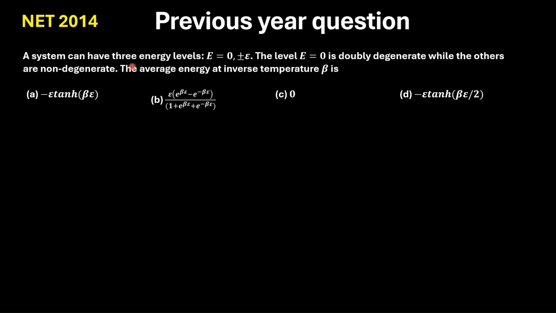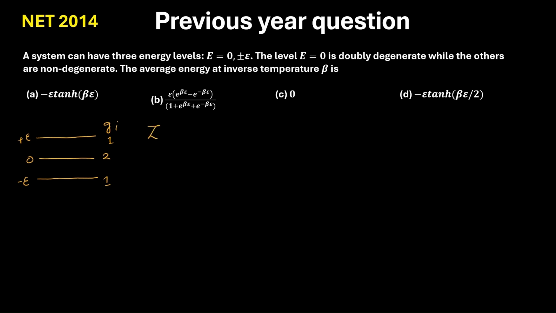In this question, we are given a 3 energy level system, and it is told that the level with energy 0 has a degeneracy of 2, while the others are non-degenerate, and we have to find the average energy. So let me just draw the energy levels here. One is minus epsilon, 0 and plus epsilon, and these have degeneracy of 1, 2 and 1.